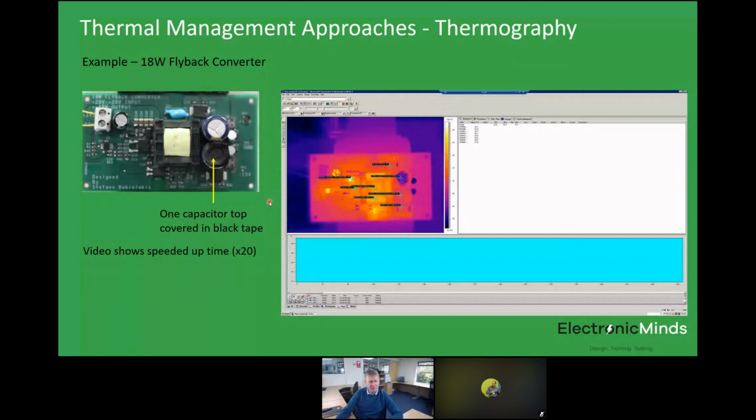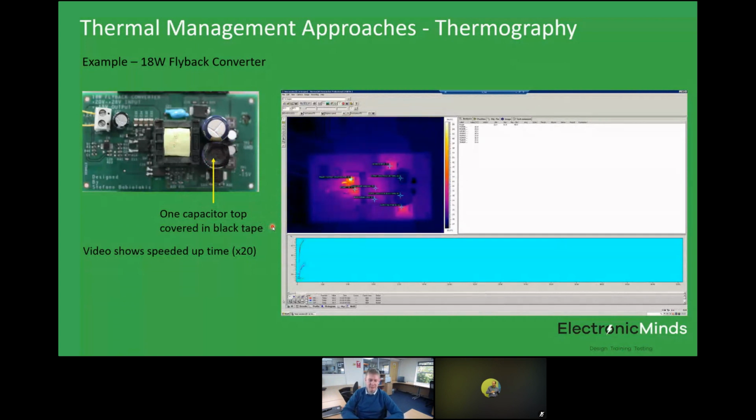Now this video here, I've run this up to rated power, and I'll play this video in a moment. I've sped it up by a factor of about 20, so you can see the transient thermal behavior more easily in this example. Let's take a look at the difference in temperature between these two components.